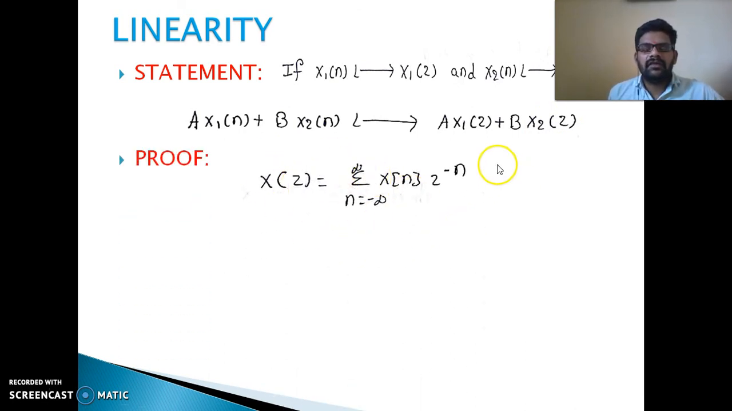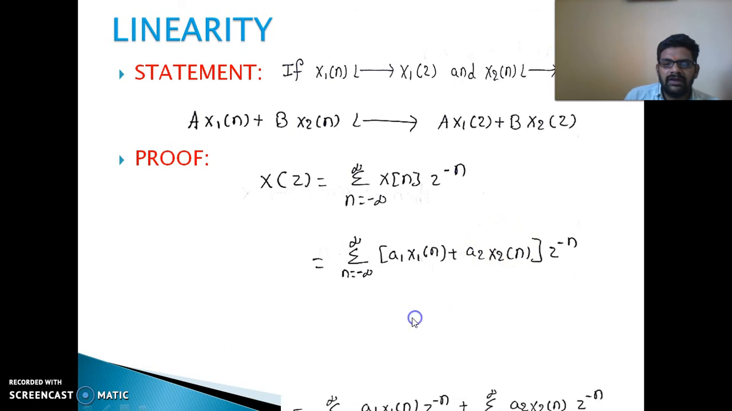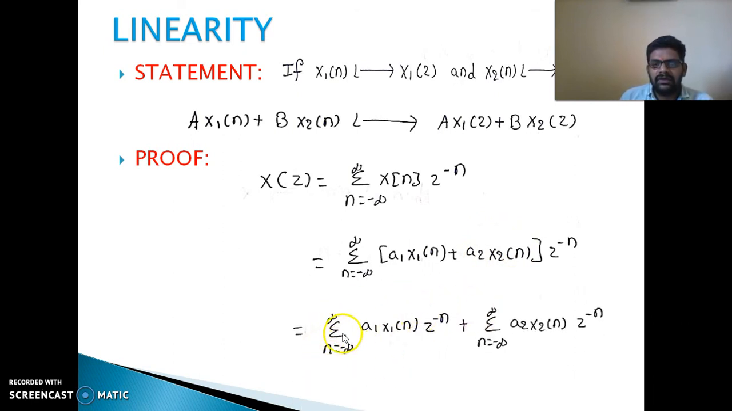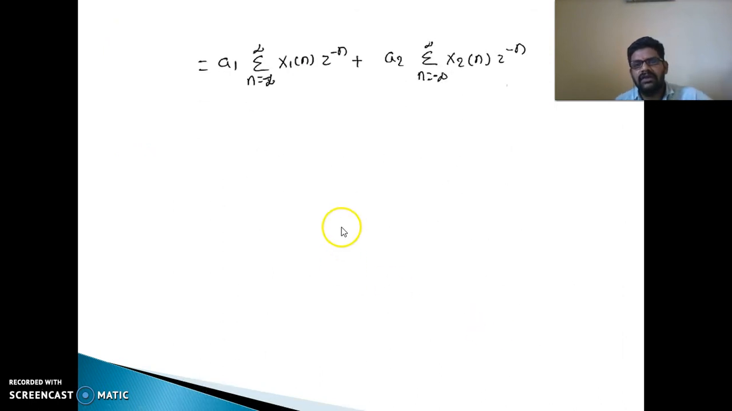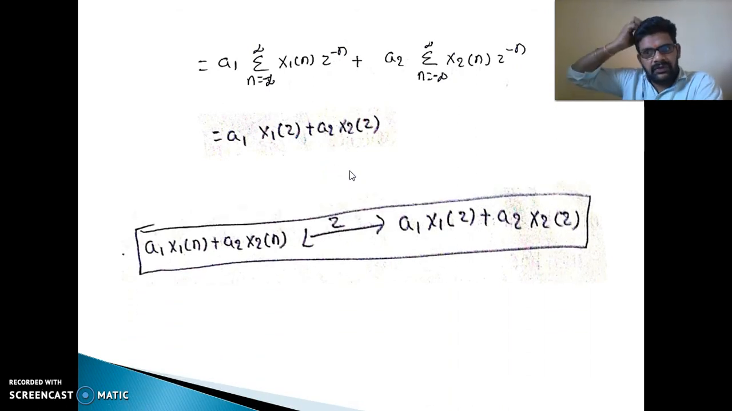We know the formula X(z) is equal to the sum from n equal to minus infinity to plus infinity of x(n) z power minus n. So substituting the function here, a1 x1(n) plus a2 x2(n), it gives a1 X1(z) plus a2 X2(z). Like that we will simplify, and we get the formula, that is the linearity property.